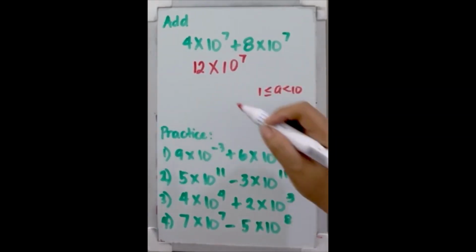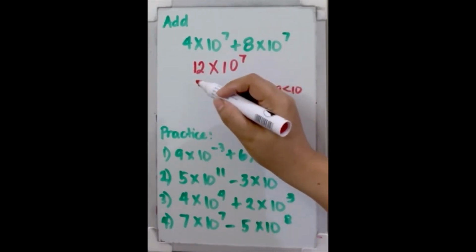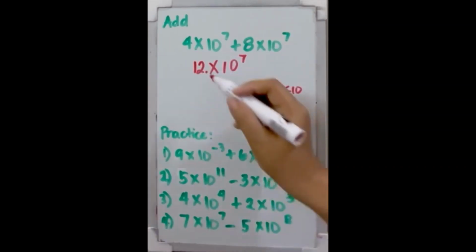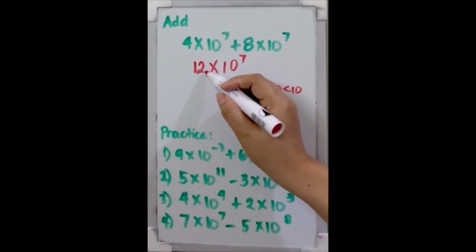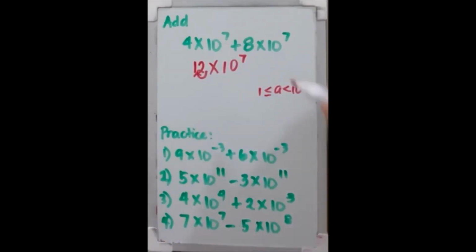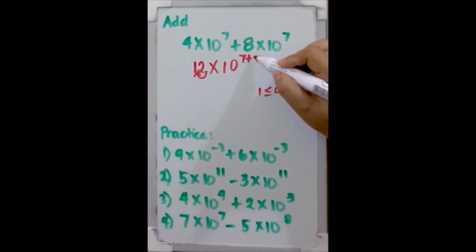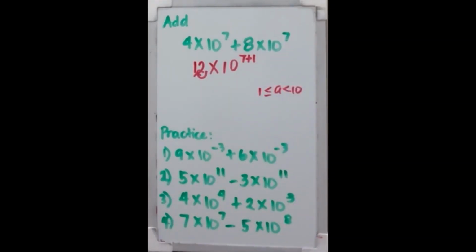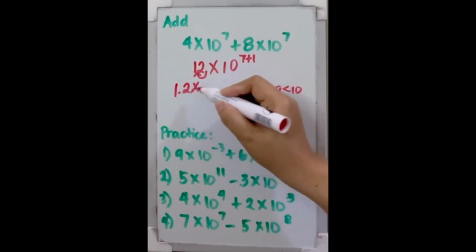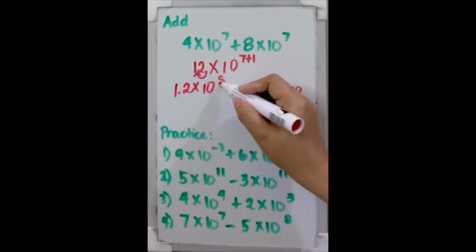So what we're going to do is to make one move to the left. So 12 here has a point after the number 2. So it's here. We need to move one place to the left to make this number 1.2. And we will be adding plus 1 to the exponent. So this now becomes 1.2 times 10 raised to the power of 8.